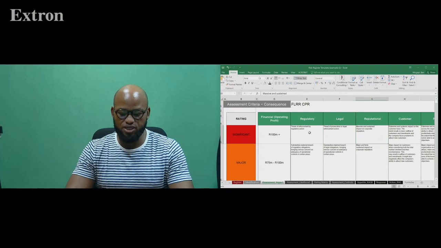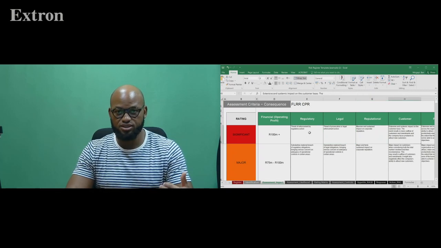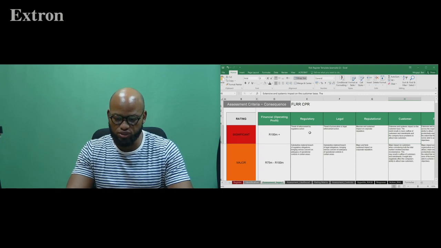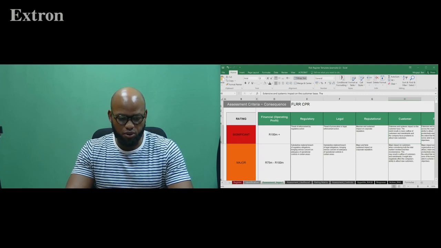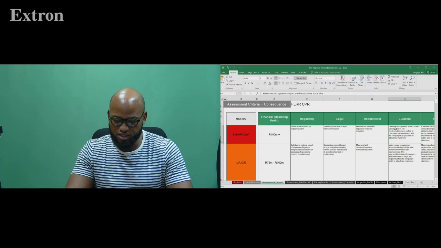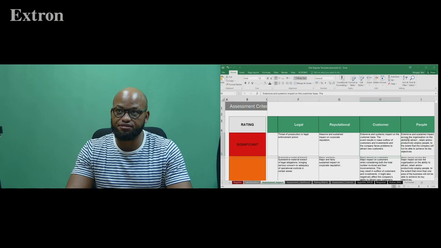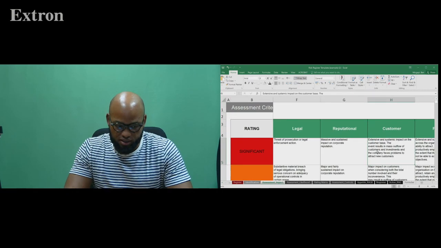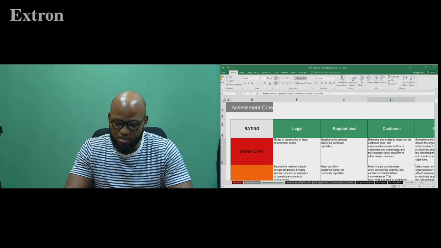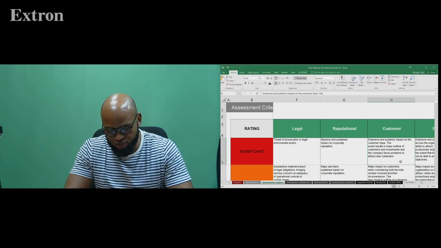There will be reputational consequences. There will be consequences associated with the customers, us, and their corporates, of course. And it's probably going to be significant as far as the customers are concerned. Let's just read what is meant by significant. For the risk to be significant from a customer perspective, it must have extensive and systemic impact on the customer base. The event results in mass outflow of customers and investments, and the company faces problems to attract new customers.